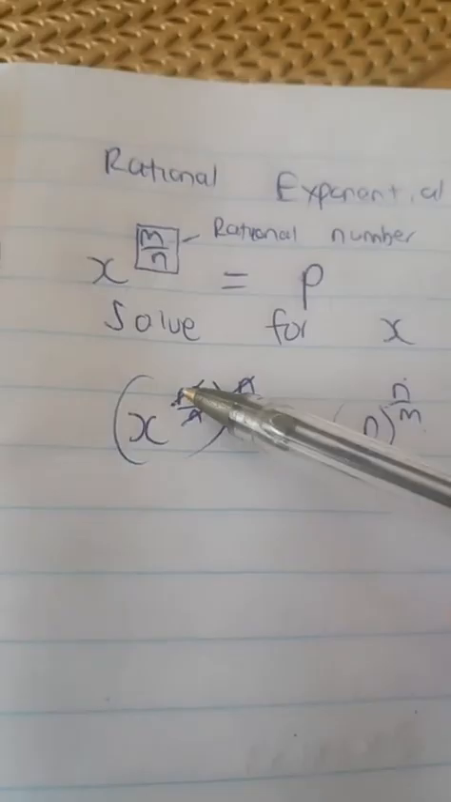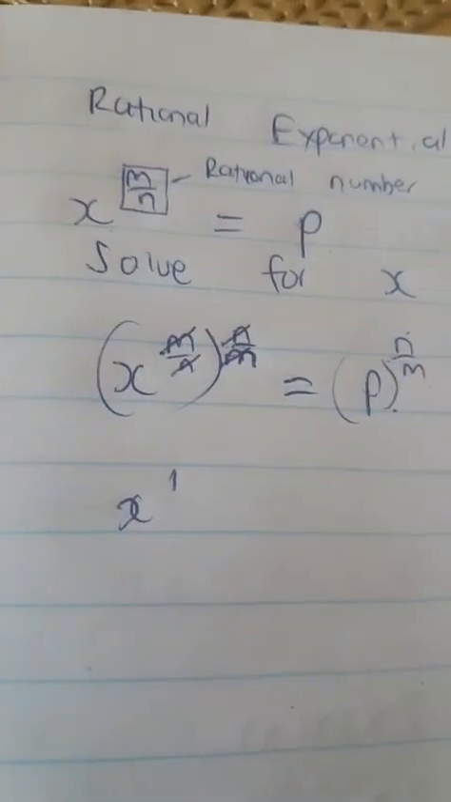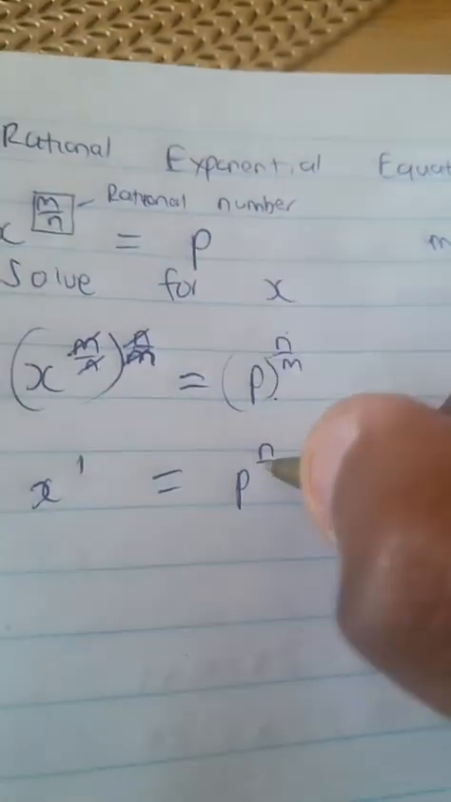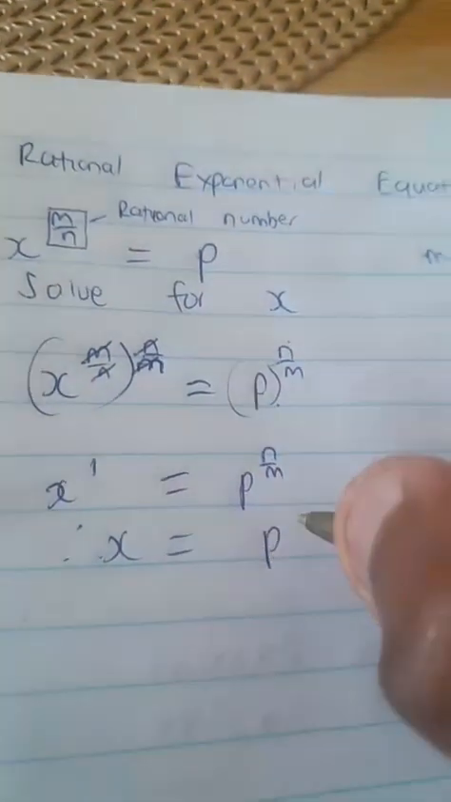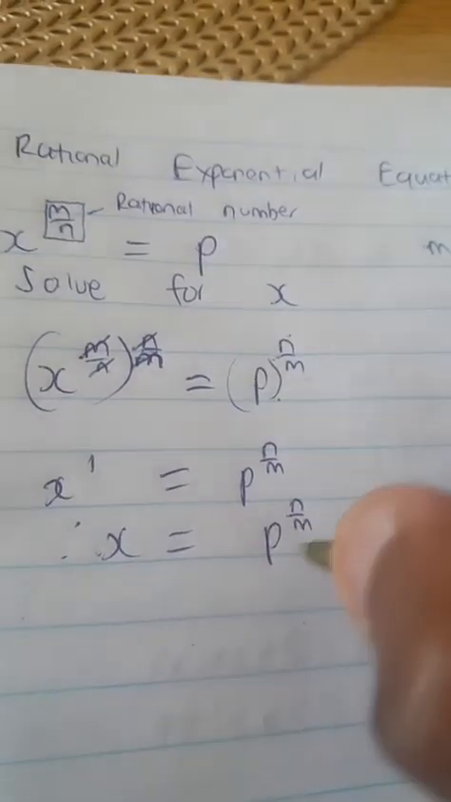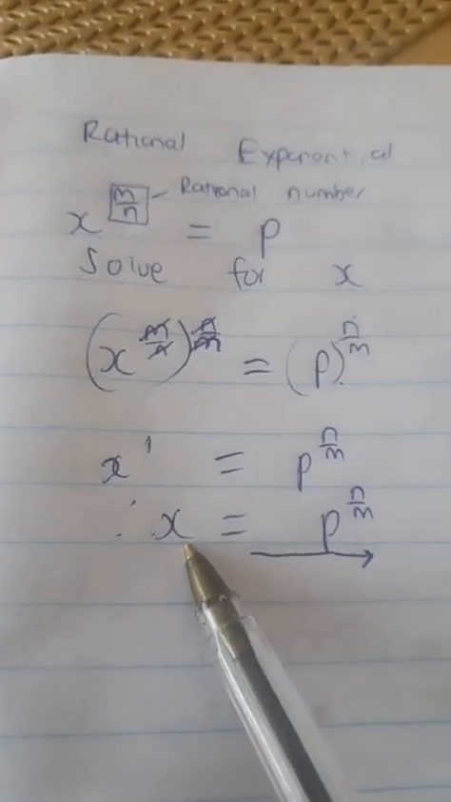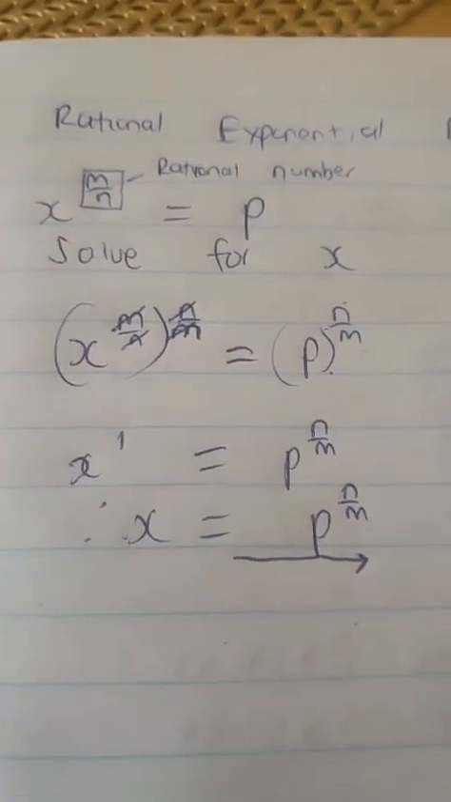What does this allow us to do? It allows us to cancel out the m and the m and the n and the n, so that we are left with what? We are left with x to the power 1, which is equal to p raised to the power n over m. So therefore, we know that our answer would be x is equal to p raised to the power n over m. So this is how we solve for our variable base x. Hence, I refer to these as when we have a variable base, the unknown.